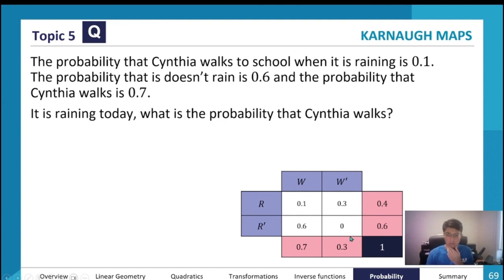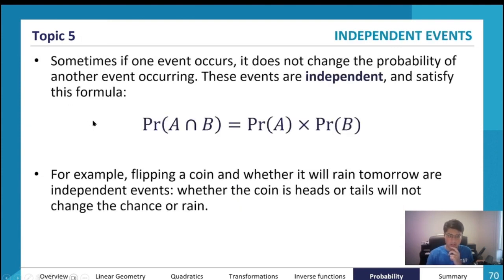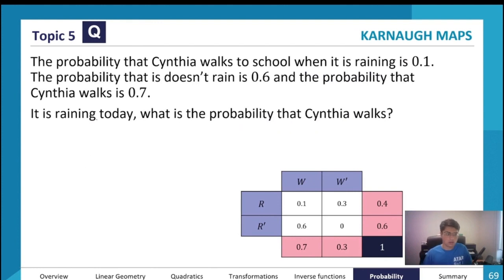Now to answer the question: it's raining today. What's the probability that Cynthia walks? So we have it raining today, and we're looking for the probability that she walks. We know that it's already raining, so that's a conditional probability. So we go P of W given R: the probability that she walks given that it's already raining today. So this is a conditional probability statement. The probability that she walks and it's raining today. This should be an R, sorry, not a B.